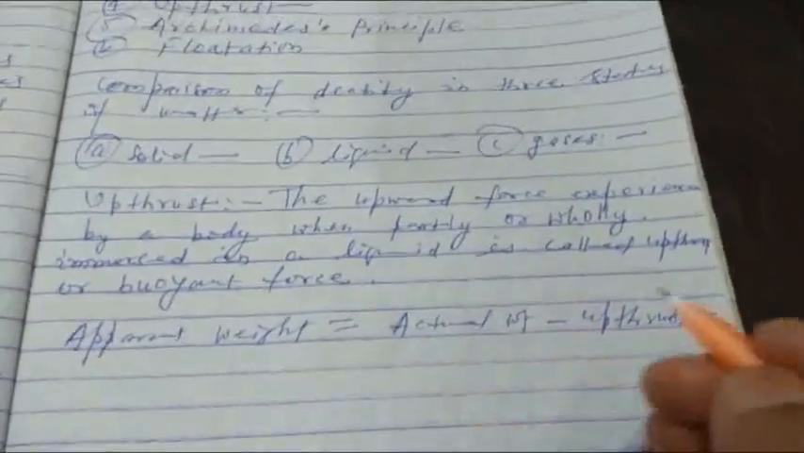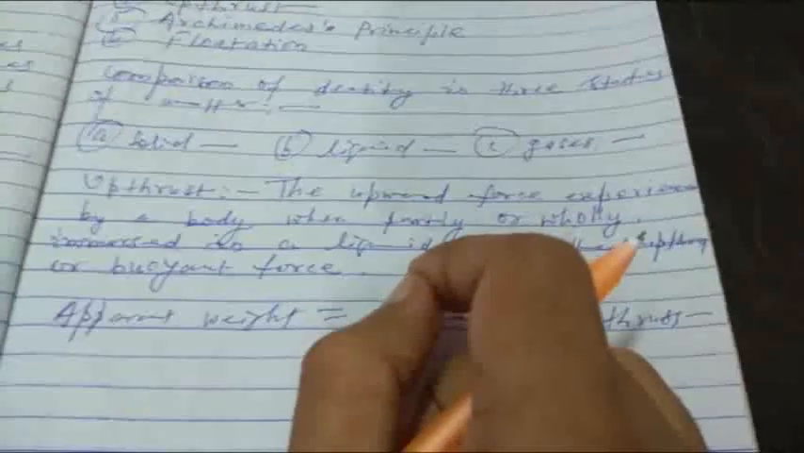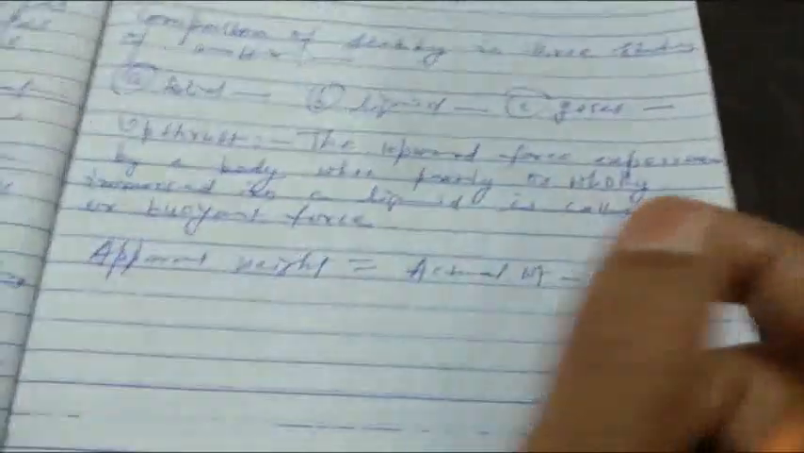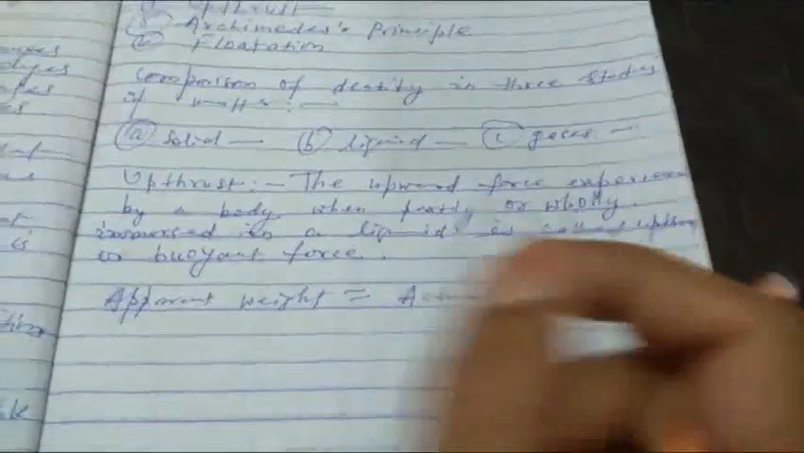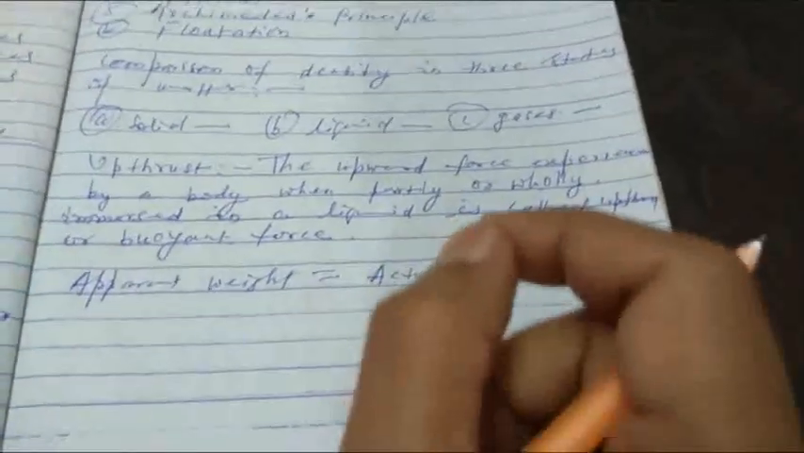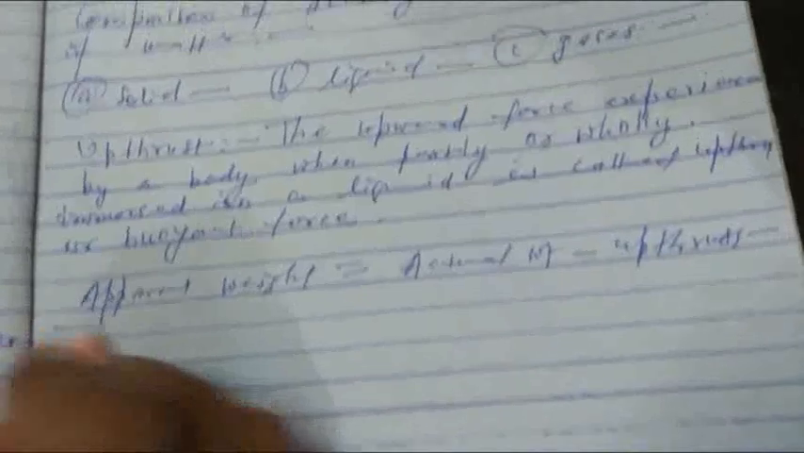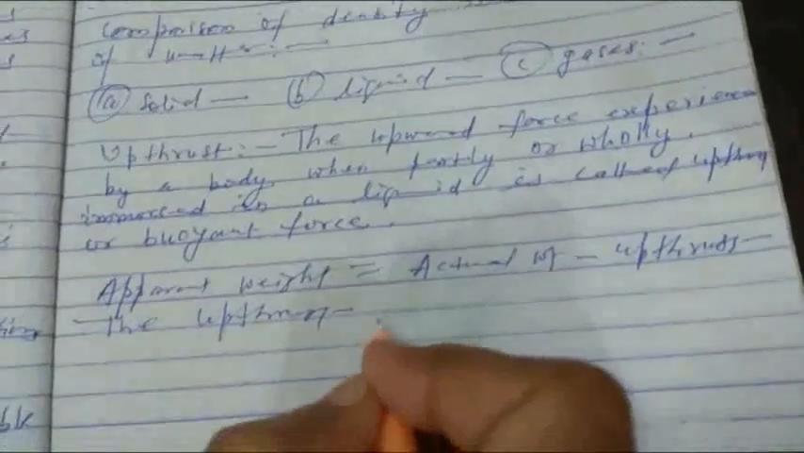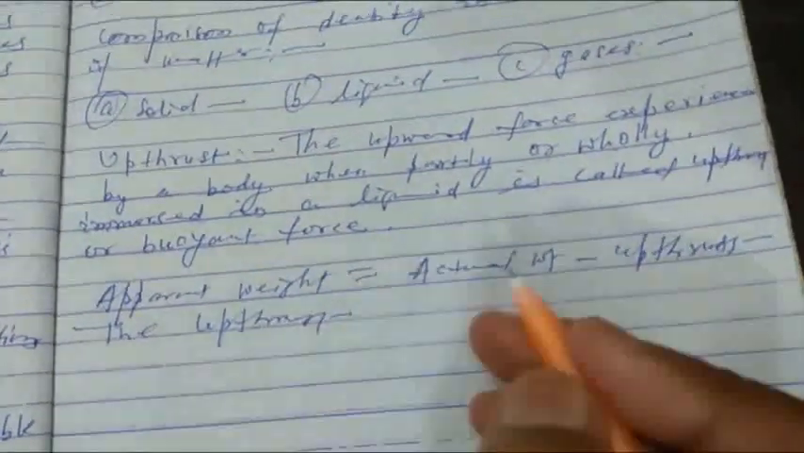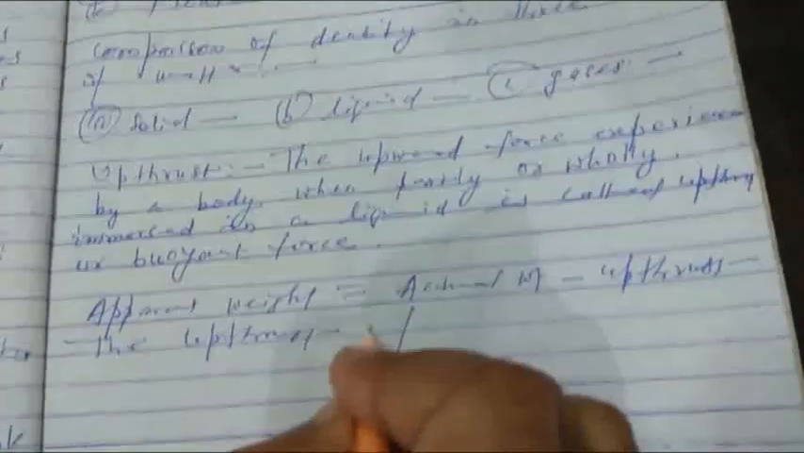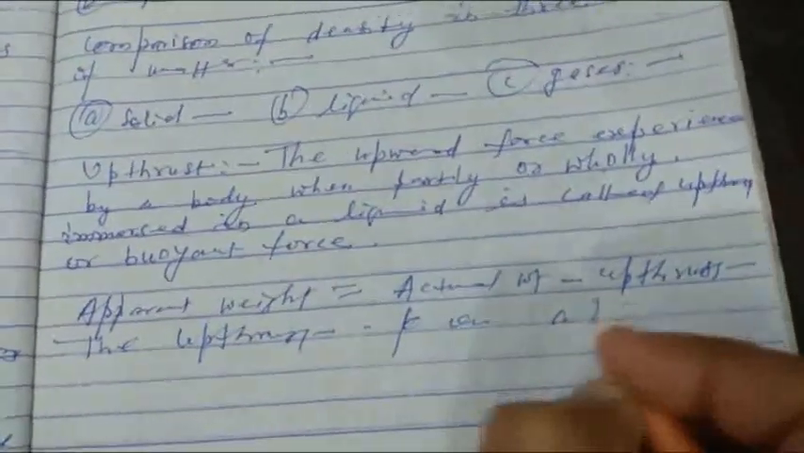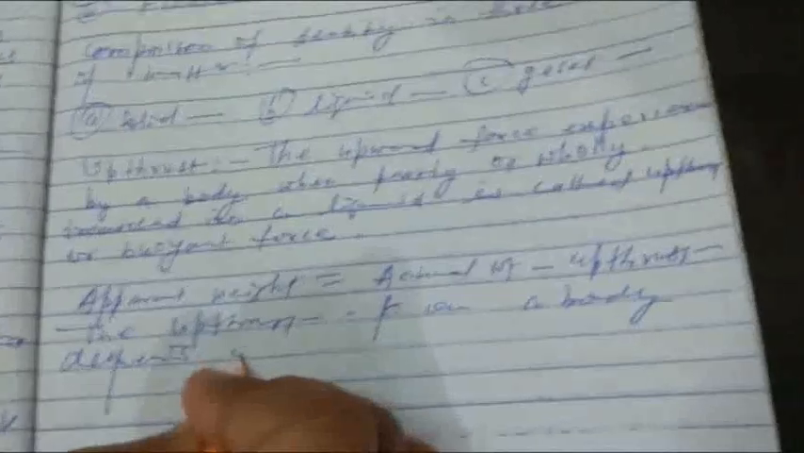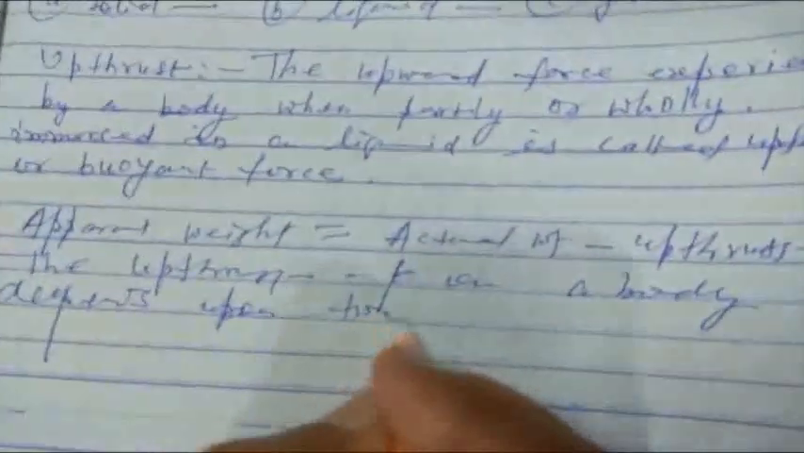When an object is immersed in a liquid, the object is acted upon by two forces. The earth's gravitational force, which acts downward, is the force which makes the object heavy. And the second, the upthrust or buoyant force of the liquid, which acts upwards. The upthrust on a body depends upon two factors.